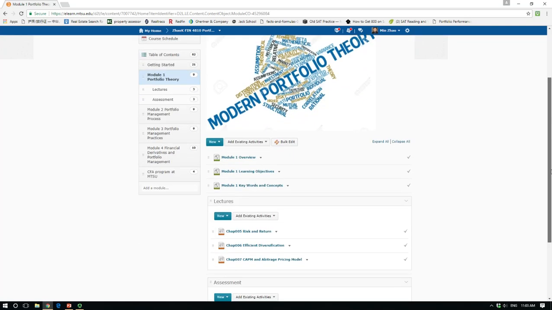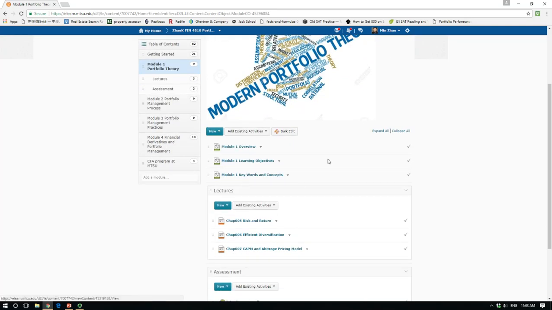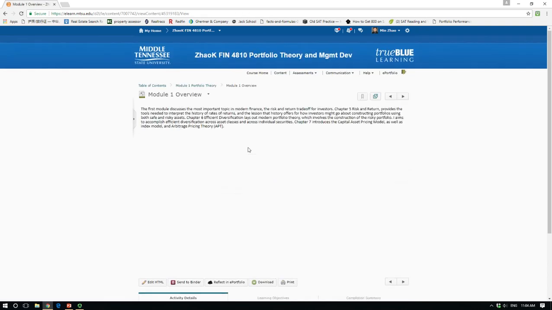For example, in this first module, in this first component, you have module overview, learning objectives, and keywords and concepts. And before you go through every individual chapter, I want you to look at those overviews, learning objectives, and keywords and concepts. For example, this is the first module's overview, and the first module will discuss the most important topic in modern finance, the risk and return trade-off for investors, which is covered in chapter 5. The diversification in chapter 6, and capital asset pricing model, as well as arbitrage pricing theory covered in chapter 7. So this overview will give you a big picture of what we are going to cover for the entire module.